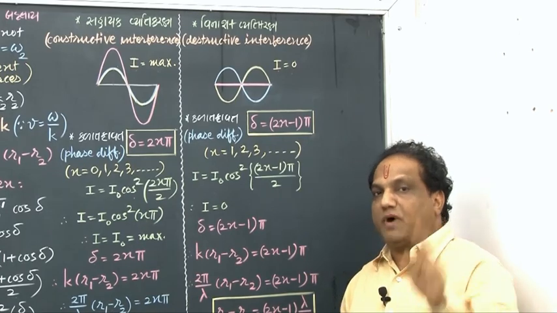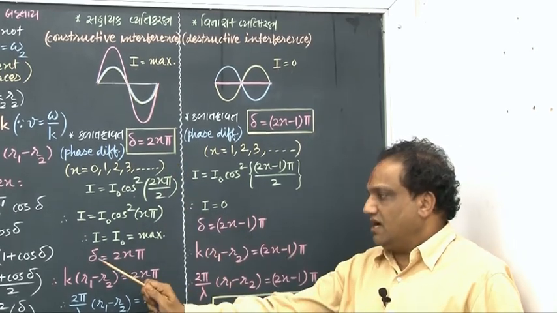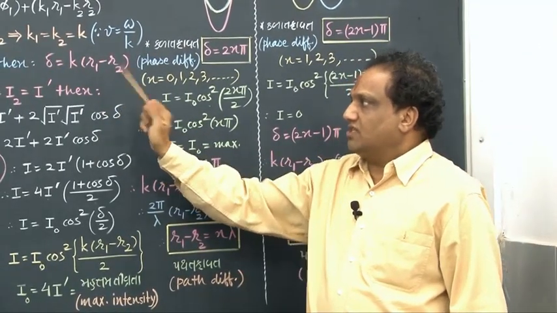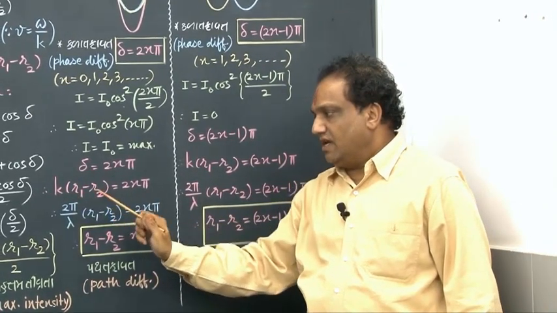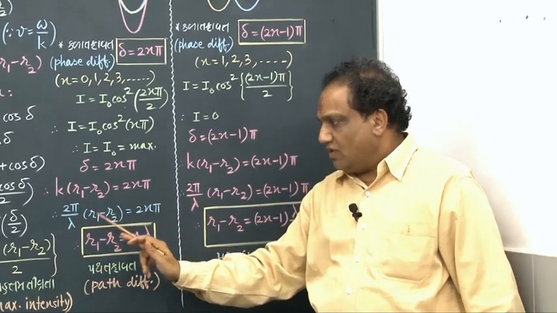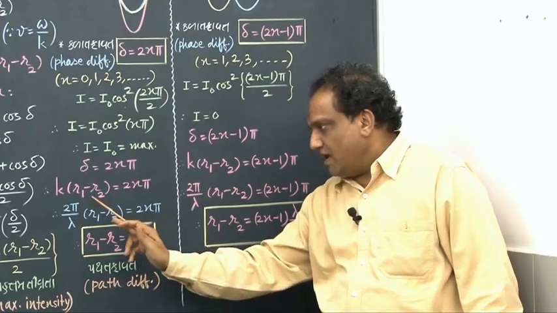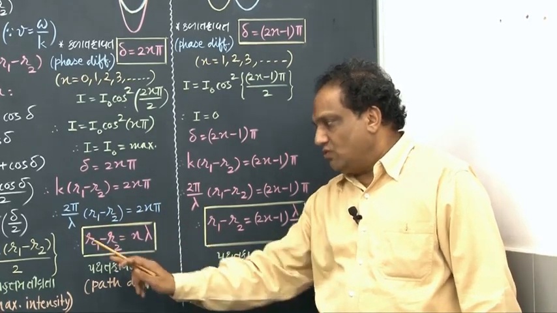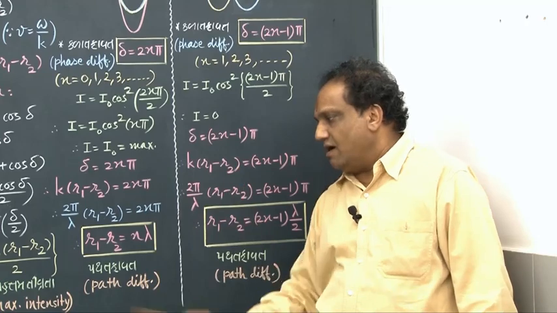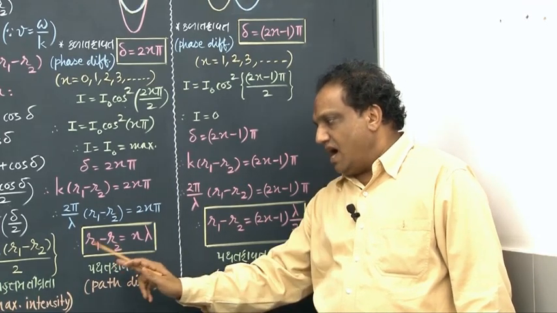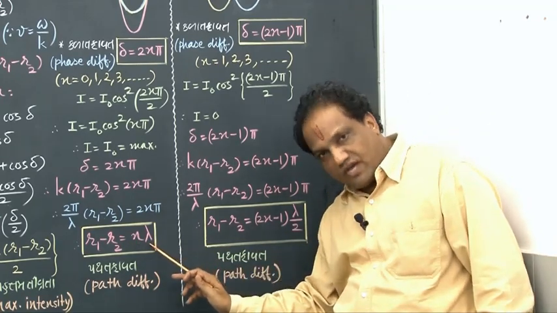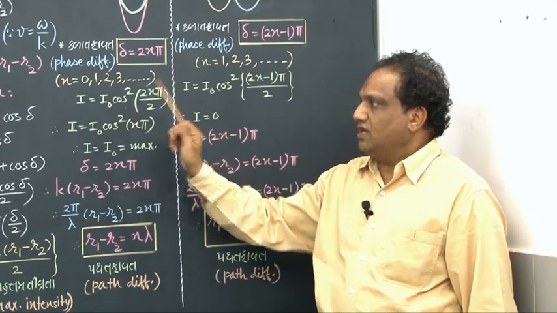Now let us obtain it in terms of path difference. Same formula of delta I have written here: delta equals 2n pi. But what is the formula of delta? Delta is k into R1 minus R2, that equals 2n pi. What is k? Wave vector. So 2 pi upon lambda into R1 minus R2 equals 2n pi. Pi will cancel, take this lambda here, 2 also will get cancelled. So R1 minus R2 will be n lambda. Path minus path gives you path difference, and that path difference has come out to be n lambda, where values of n are 0, 1, 2, 3, and so on.